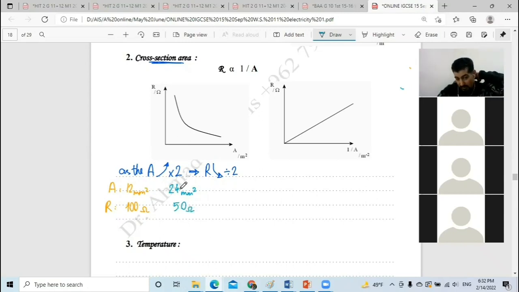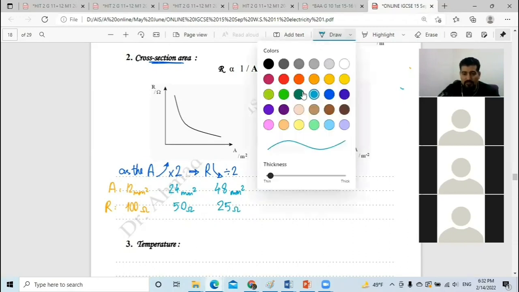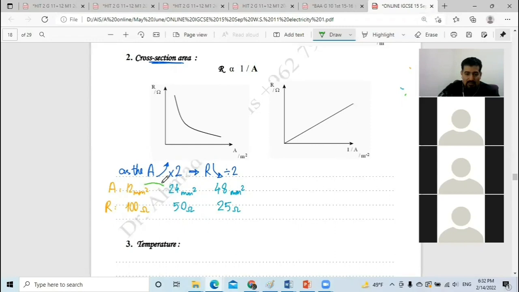If I make it double again, for example 48 millimeter square cross-section area, how much will the resistance be now? Yes, tell me. Thank you. Bravo. Excellent. 25 ohms. Why? Because look here. I multiply it by 2, here I divide it by 2. Here I multiply it by 4, here I divide it by 4. So they are inversely proportional.